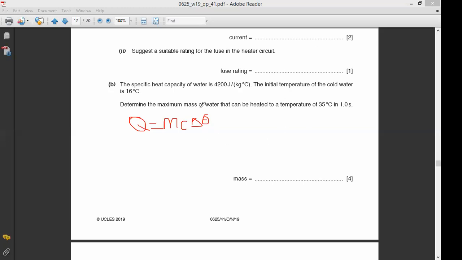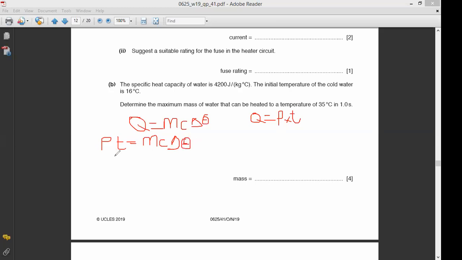But look at something here. I also told you that Q, based on what we have, the power of this heater. Remember, this question is connected to the previous one. I also told you that Q is equal to power times time, isn't it? So we don't know Q here, so we can just say PT is equal to MC delta theta.